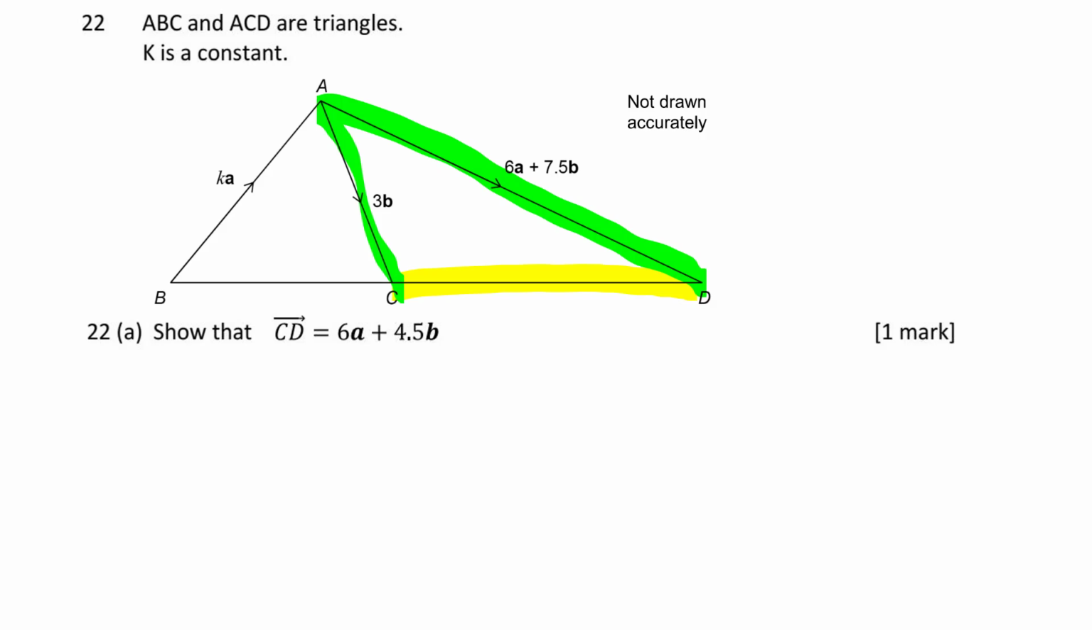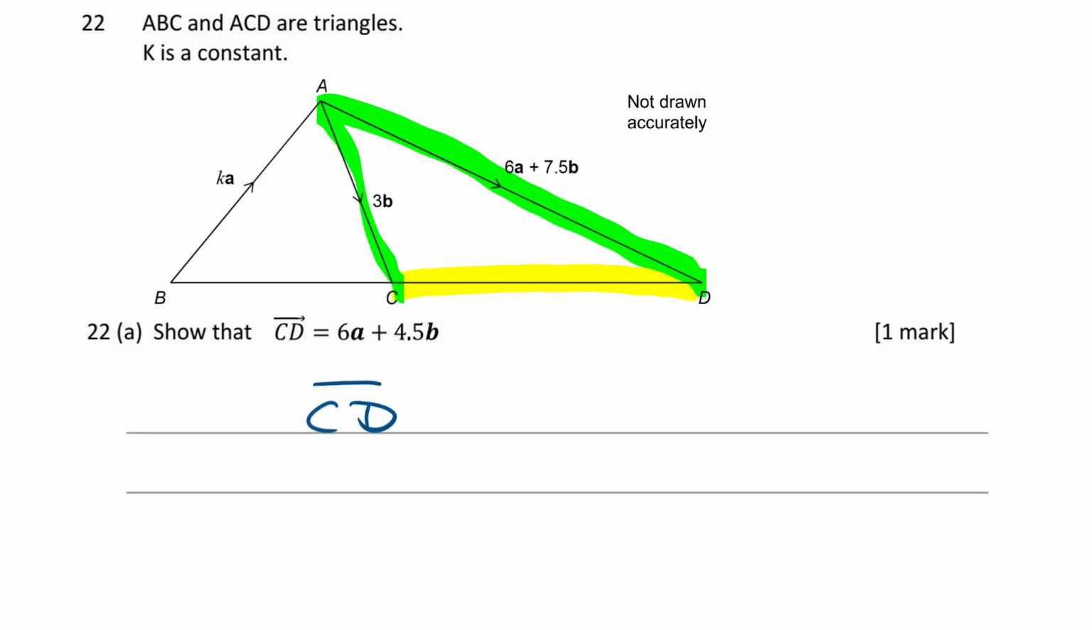So we can say that the vector CD is equal to the vector CA plus the vector AD. Now we know that the vector CA, well, it's kind of going against that arrow, isn't it? If you look at A to C is 3b because the arrow is going this way. We're going against the arrow, so it's going to be minus 3b.